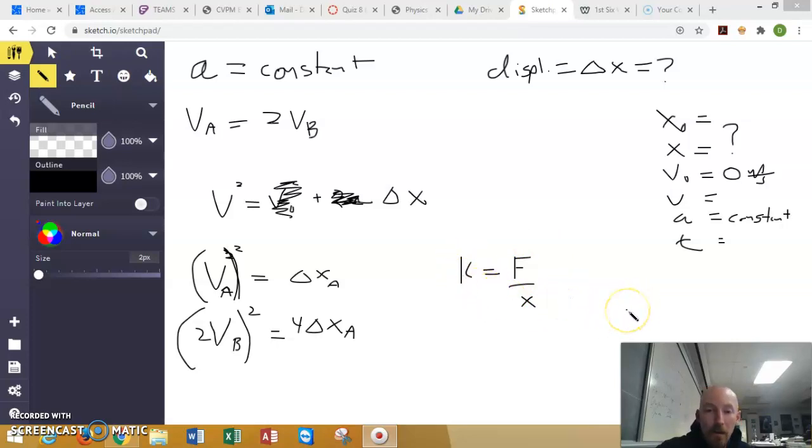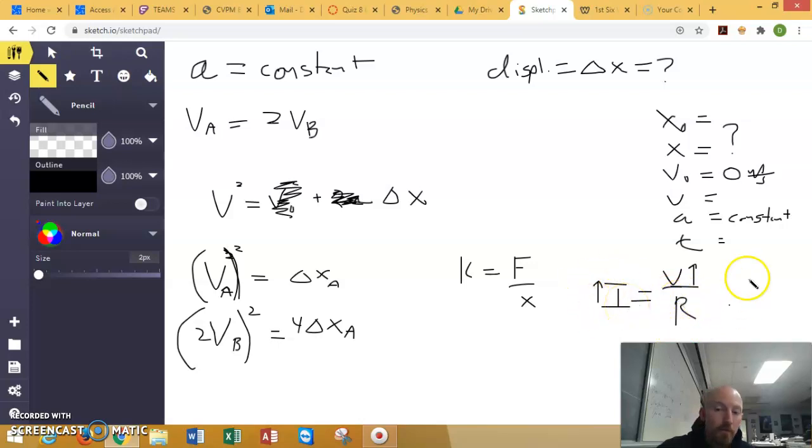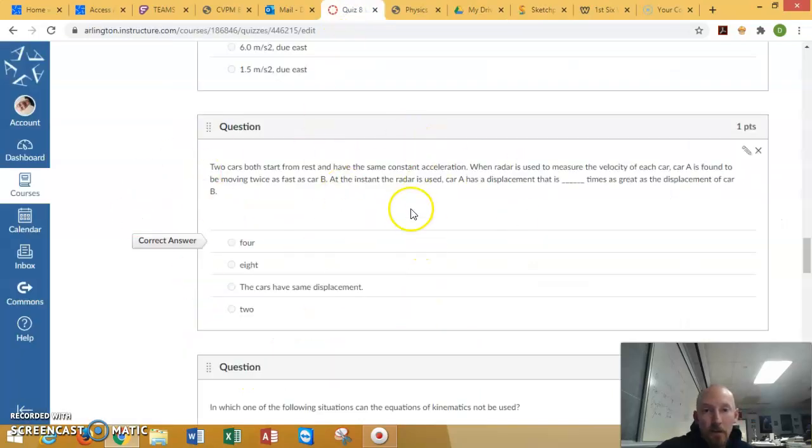Okay. There's something else that we use, and it's called Ohm's law. I equals V over R. Current equals voltage over resistance. And here again, if voltage goes up, current goes up. Voltage goes down, current goes down. If R goes up, current goes down. So a lot of these relationships that we will talk about. I hope this one made sense as far as this question on that quiz goes.